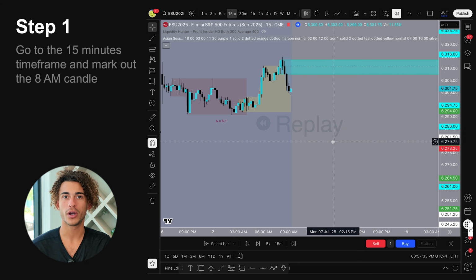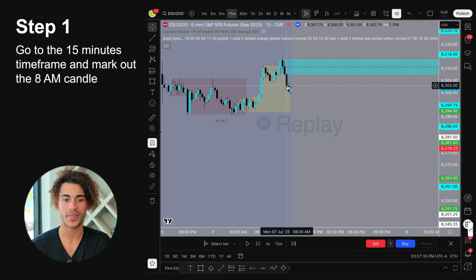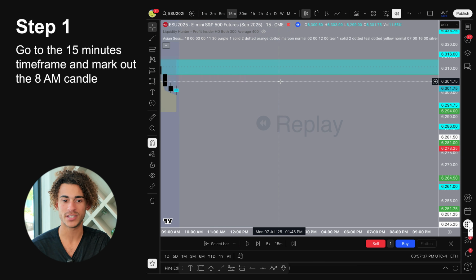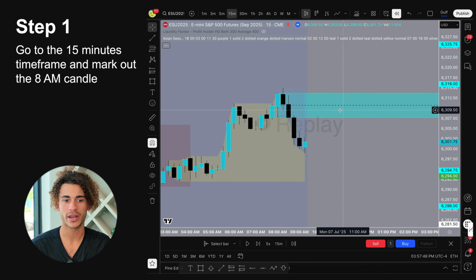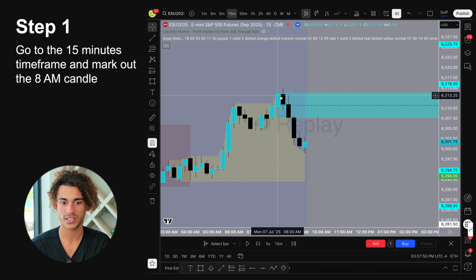Step number 1. We go to the 15-minute time frame and we mark out the 8 a.m. candle, the candle from 8 to 8:15 a.m. Eastern Standard Time right here. Remember that we are marking out the entire candle, guys. We're marking out all the way from the bottom wick to the top wick.